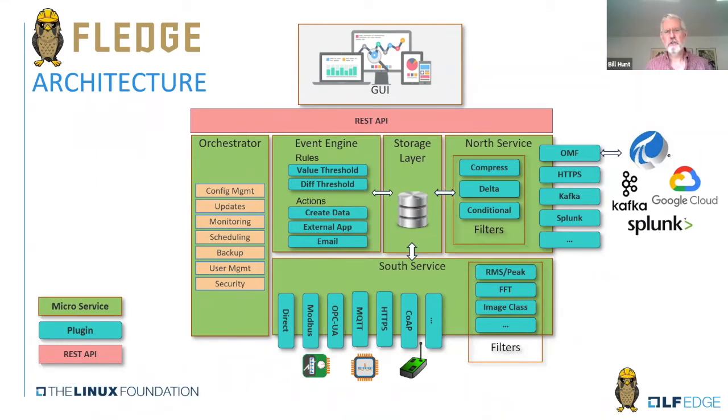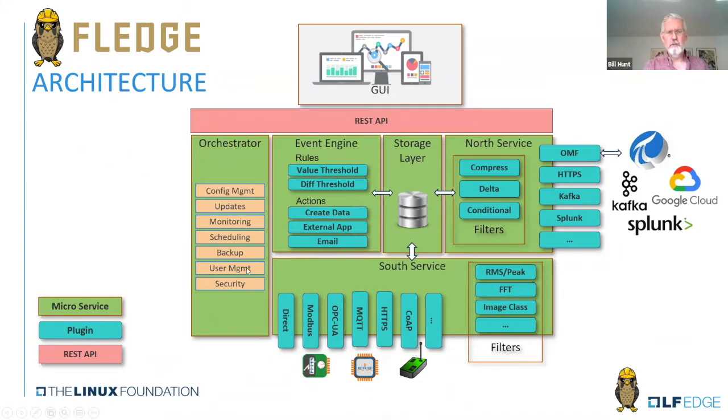But you can also do things like run an external app. So Fledge lives on these gateways, and so you can run other applications on the gateway such that you could turn off a machine, or you could flash a light or something like that, or you could notify a human directly that some anomaly has occurred.